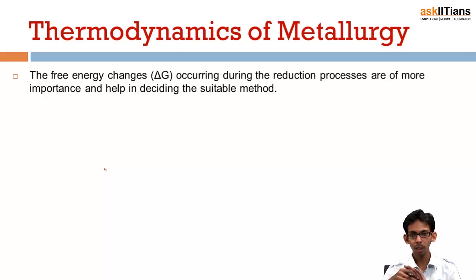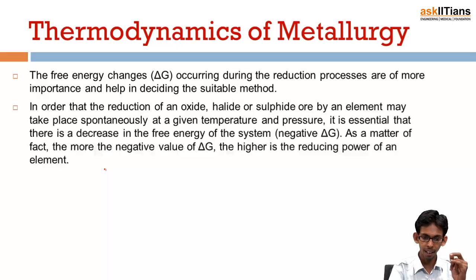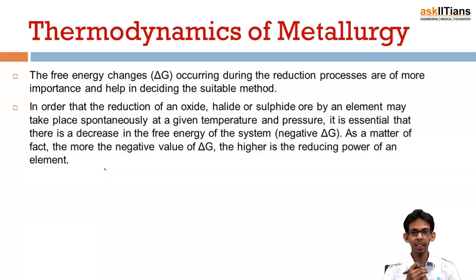Another thing is that the free Gibbs energy change occurring during the reduction process is more important, and hence helps in deciding the suitable method, that is delta G, which is Gibbs free energy. What is delta G? Delta G, the change in Gibbs free energy, tells whether a particular reaction is possible or not, whether it is spontaneous or not. So if delta G is negative for any chemical change, that means that change is possible, that is spontaneous, otherwise it is not spontaneous.